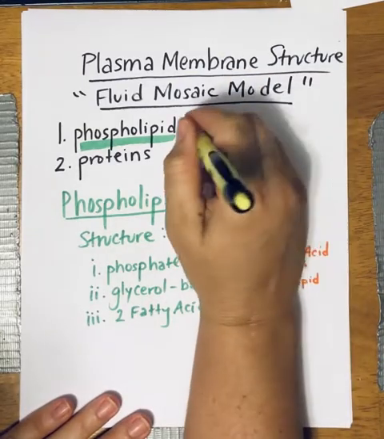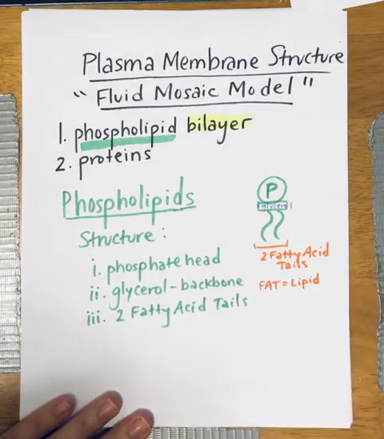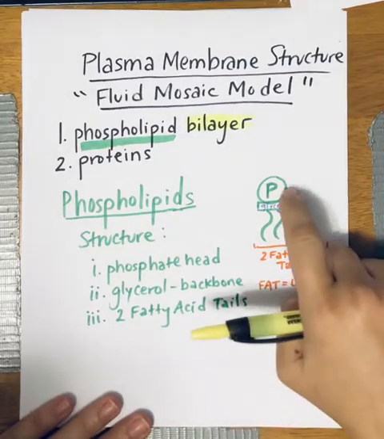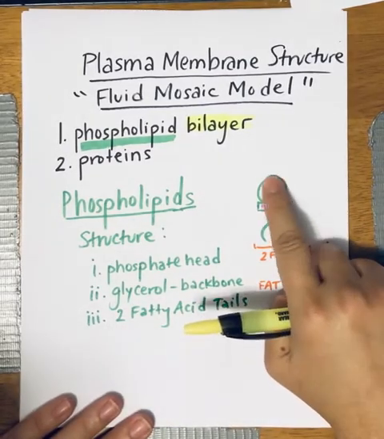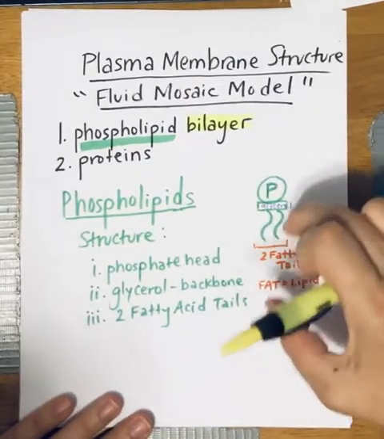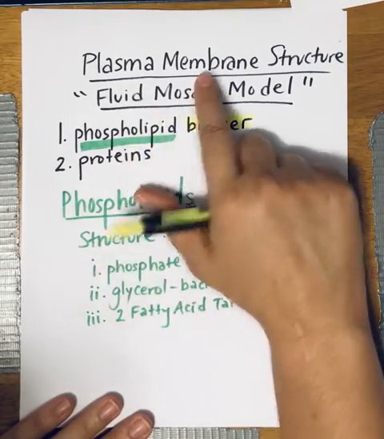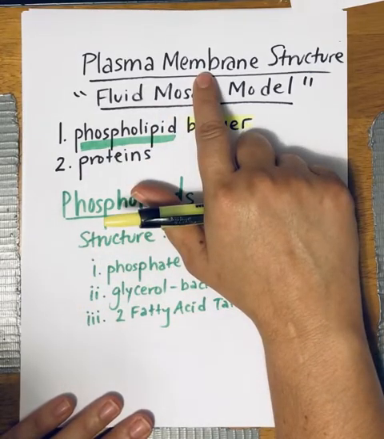we're using this word bilayer. Bilayer means it has two layers of phospholipids, which when we draw it, you have to draw one phospholipid and then you have to draw another phospholipid. It's got two layers of phospholipids when we talk about plasma membrane structure.